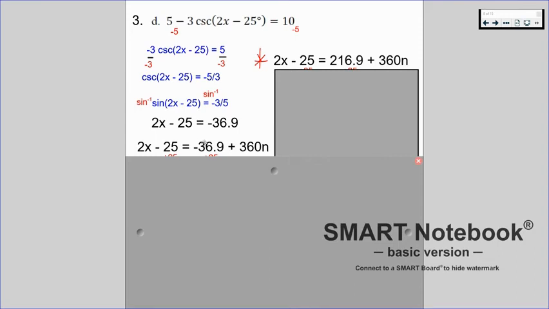So this is in the 4th quadrant. And where else would the sine be negative 3/5? Over here in the 3rd quadrant. So 180 minus is the way that I can find my second angle for sine.